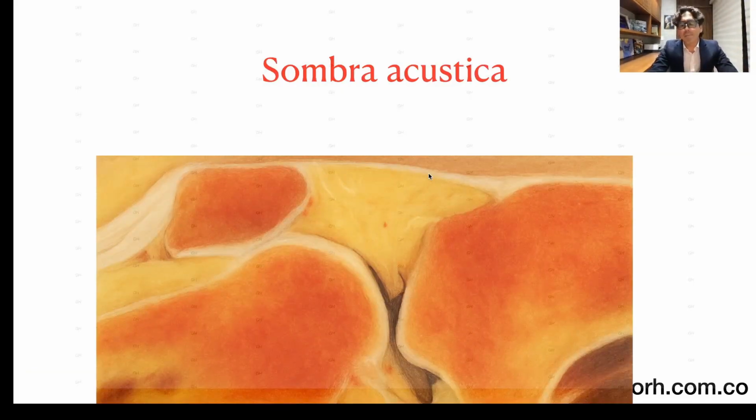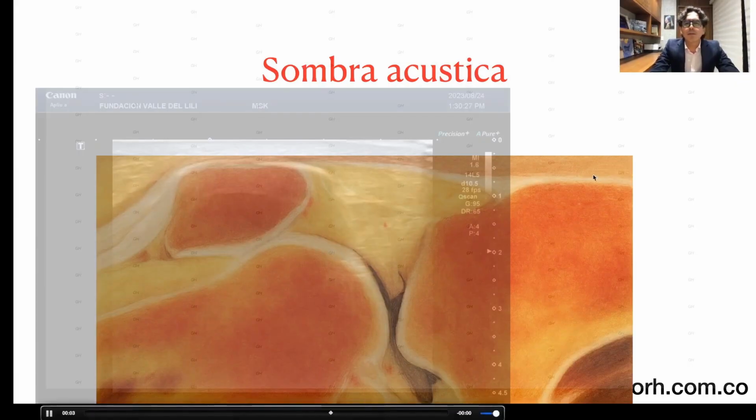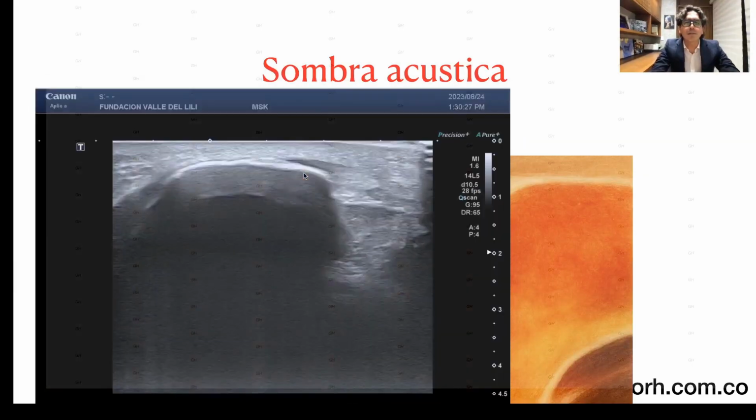So the first artifact is the acoustic shadow, and this is typical of bones. When we have our anatomical segment, like this knee, we can identify the bones because they have a hyperechoic image that corresponds to the cortex. A lot of density, high speed of sound, a lot of reflection. This results in hyperechogenicity with a posterior acoustic shadow, which is typical of bones and calcifications. Let's look at it in the example then.